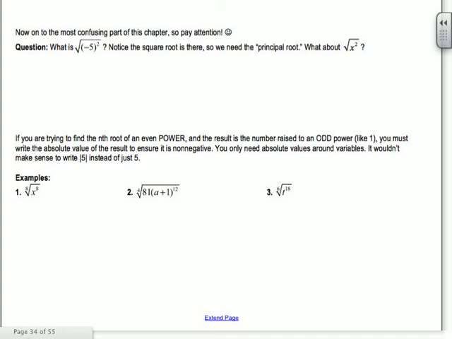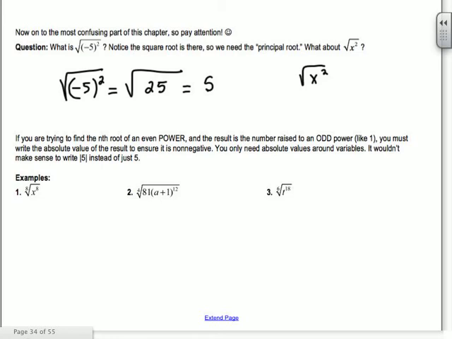Plus or minus 5? Okay. So notice the square root's there, so you need the principal root. So it's just going to give you the positive answer. Okay, but think about working from the inside out. If I had -5 squared, that's 25. And then I take the square root of 25, so I get 5. So it's the positive version of the number.